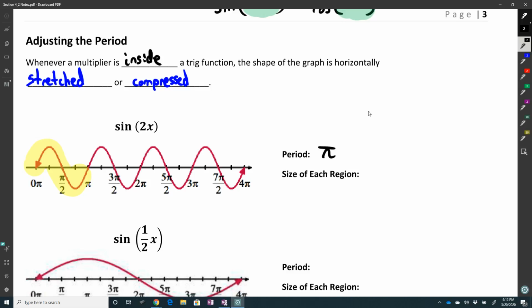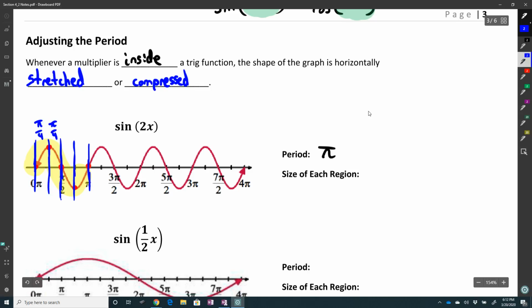Now the size of each region is the size of each quarter. Remember, the quarters were the x-intercepts to the peak, x-intercept to the valley. And so the size of each quarter, instead of being pi over 2, the size of each quarter is now just pi over 4. Okay, so the size of each region is just 1/4 times pi, and that gives you the pi over 4.